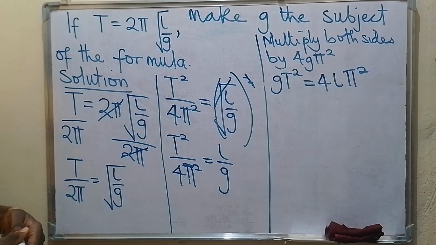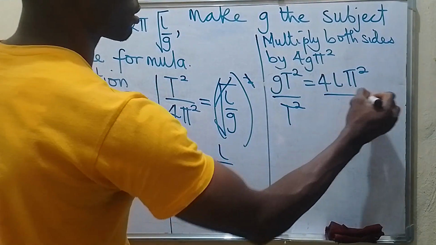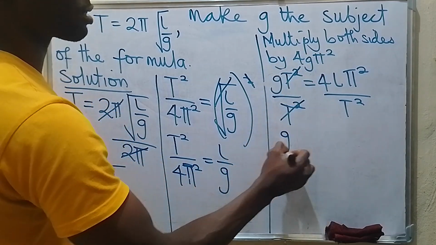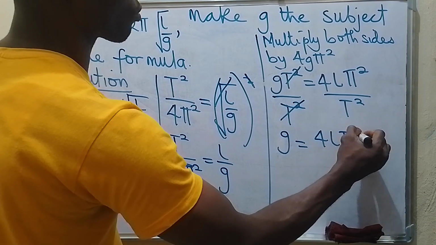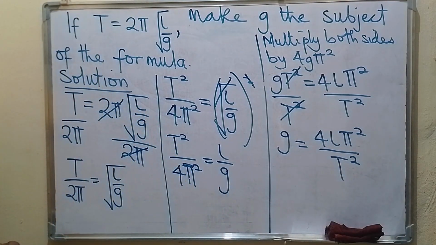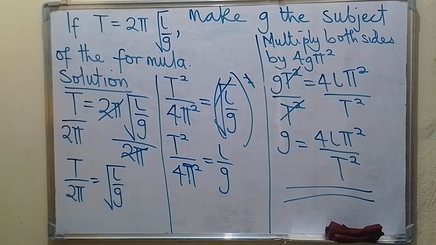So the next thing we will do here now say we're going to divide both sides by t squared. So that t squared will cancel t squared, we get g equal to 4l pi squared all over t squared. With this, we don't get wetin we dey find. We don't make g the subject of the formula.